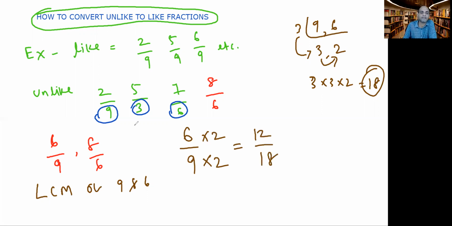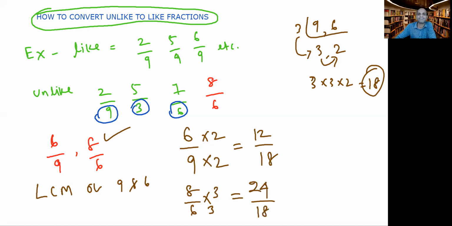Very good. Now let us take this one. 8 by 6 is there. Then what do you have to do? 6 can be multiplied by 3. 8 can also be multiplied by 3, because when we multiply something with the denominator, we have to multiply with the numerator also. Then what is this? This becomes 24 by 18.